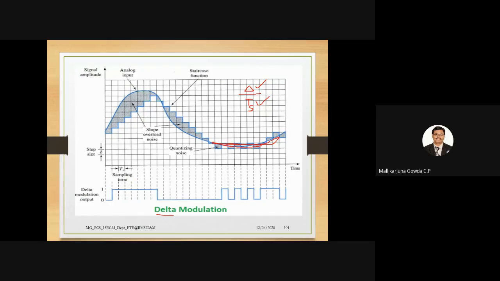So during that time, the staircase waveform will be hunting between two values, plus delta and minus delta. That I said is granular noise. And this will be our delta modulated signal. How do we represent that as 0 and 1? Here it is 0, and the rest is all 1, 1, 1. That is why it is written high. Then they're all zeros from here to here. That is why it is written with 0. Then again here 0, 1, 0, 1, 0, 1 will be there, right?